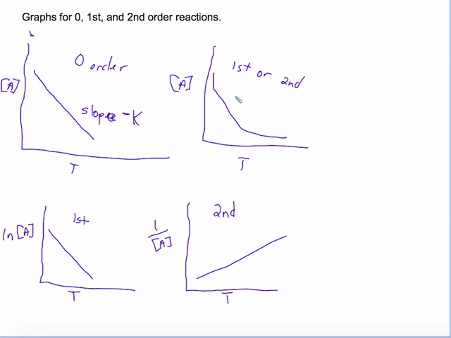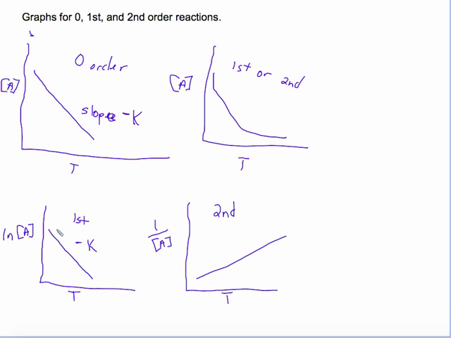Okay, if you try concentration over time and it's a curve, there's a good chance that it's first or second order. So you could try the natural log of A over time, and if that turns out to be a straight line, the slope of that is negative k. Negative k is the slope.